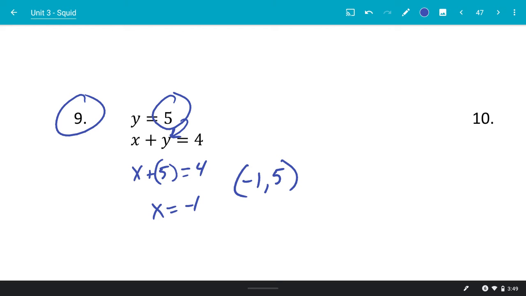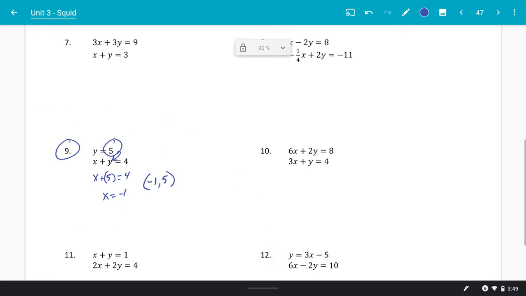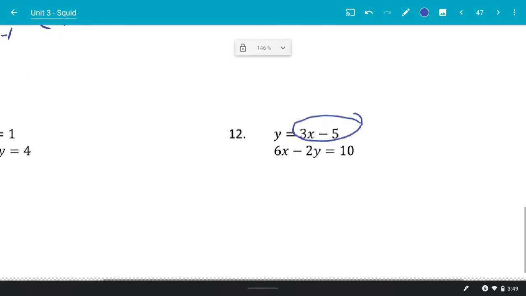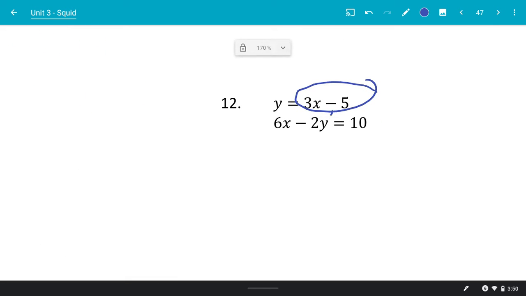That was set up beautifully for substitution. Let's see if there's another one. This one, number 12, is set up beautifully for substitution. Let's do it as well. Put that in for that y. So 6x minus 2 times 3x minus 5 equals 10.